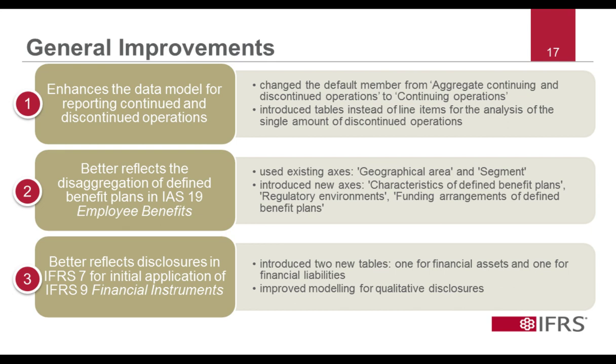The third general improvement area included changes to better reflect the disclosure requirements for financial assets and financial liabilities in IFRS 7 related to financial instruments presentation and disclosures, and to align the modeling of those disclosures with similar requirements in IFRS 17 insurance contracts. We believe that the consistency within the IFRS taxonomy helps people to understand how to tag the financial statement and presentation and disclosure requirements that are similar in different standards.